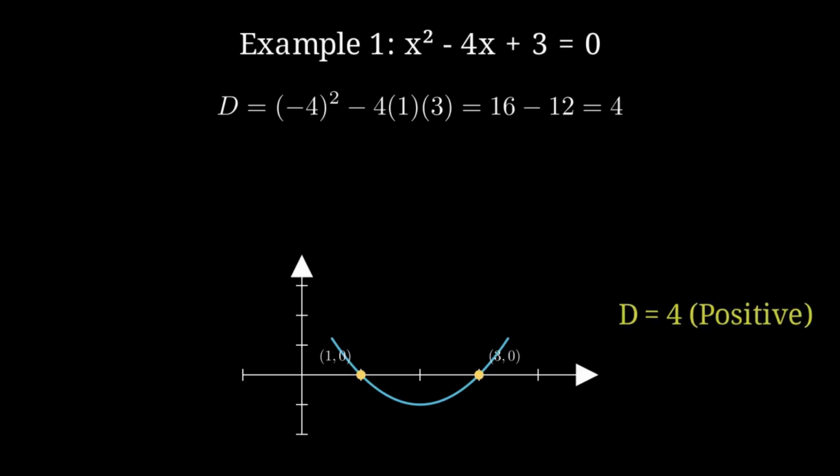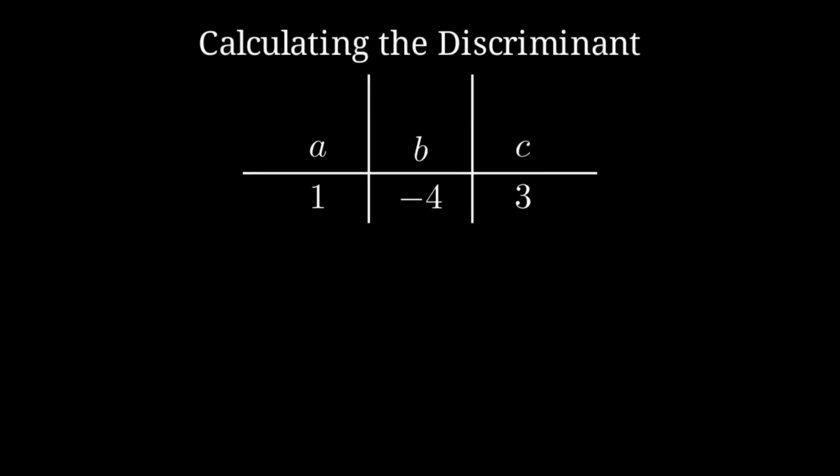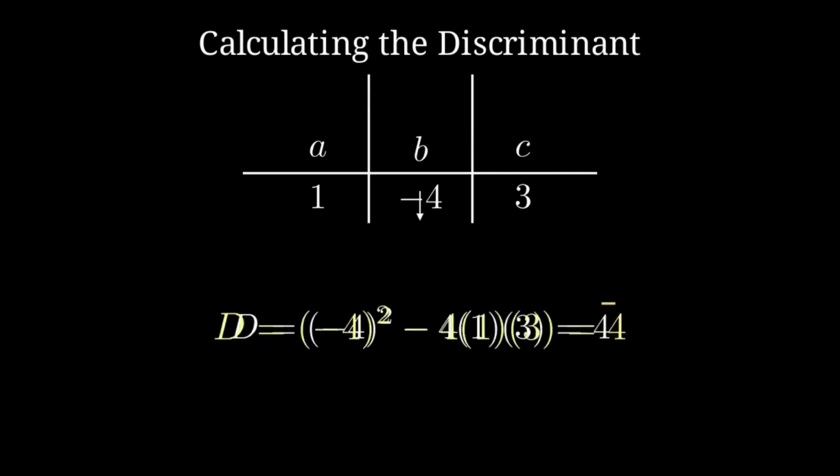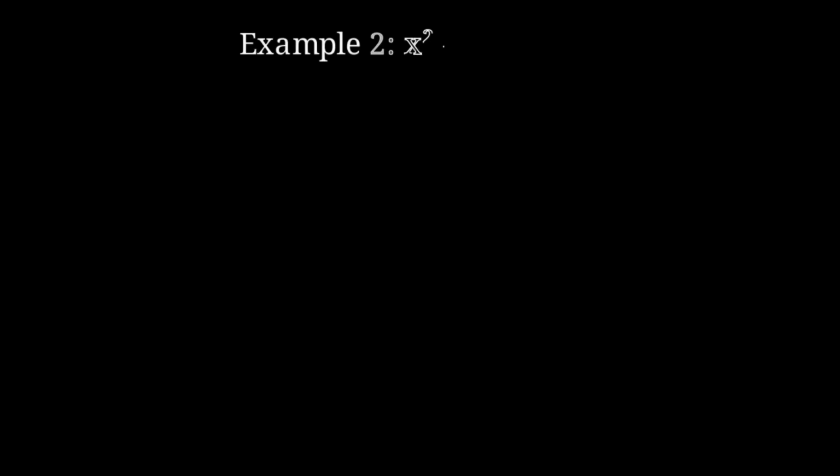We can use the zero function on the calculator to confirm these roots are at x equals 1 and 3. Always identify your coefficients carefully. Here, a is 1, b is negative 4, and c is 3. Squaring negative 4 gives 16, and subtracting 12 leaves us with a positive 4, confirming our two-root prediction from the graph. Next, consider x squared minus 2x plus 1.